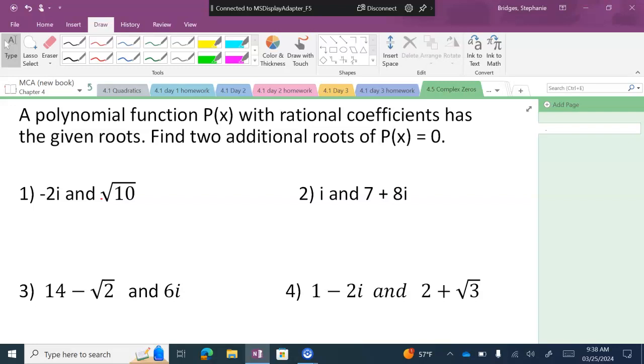But it gives us two solutions of a polynomial, and it asks us to find the other two solutions. Again, this is using the conjugate root theorem. It has the imaginary number or a square root in it. Its conjugate is also going to be a solution.